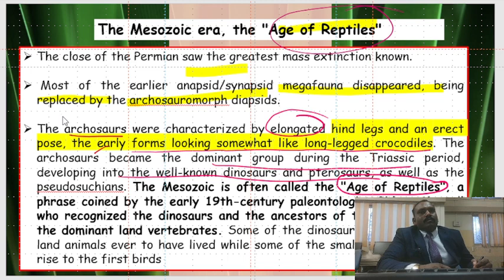The phrase was coined in the early 19th century by the paleontologist Gideon Mantell, who recognized the dinosaurs and the ancestors of the crocodilians as the dominant land vertebrates of the time. Some of the dinosaurs were the largest land animals ever to have lived, while some of the smaller theropods gave rise to the first birds.